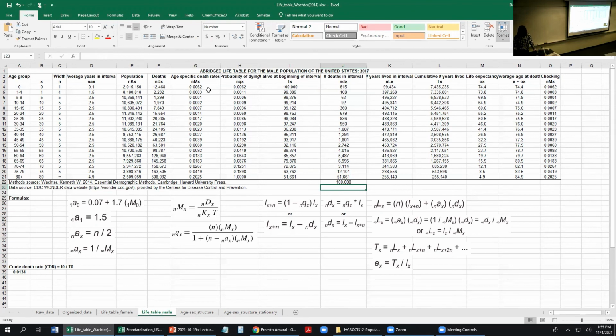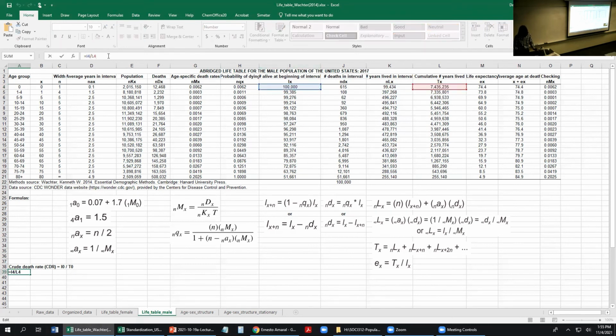100,000. So the crude death rate will be the L0, the radix, 100,000, divided by this overall number of person years. Remember, the denominator of demographic rates, the ideal will be the total number of person years lived by these people. And the total number of person years is the T0, which adds up everything here. So this one is pretty much this number divided by this number.